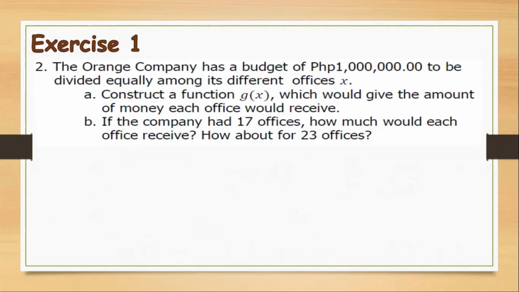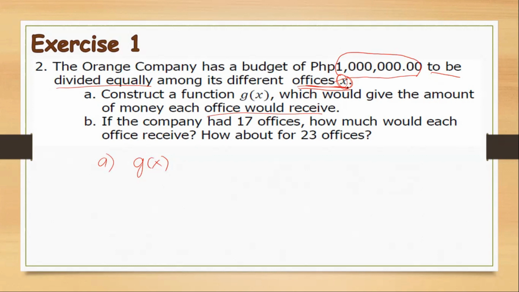Let's continue with number 2. The Orange Company has a budget of 1 million pesos to be divided equally among its x offices. So we don't know the number of offices. Construct a function g of x which would give the amount of money each office would receive. Take note that it stated that the 1 million pesos should be divided equally among the different offices.